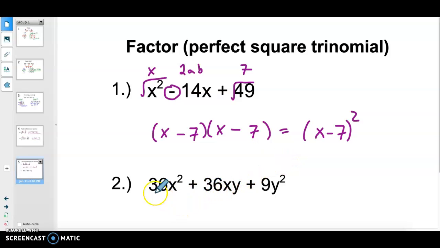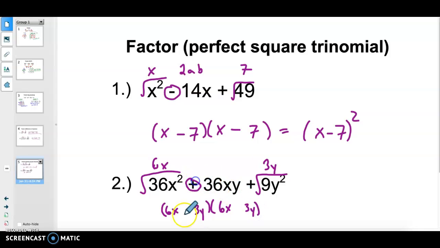Seeing one more example like this, I would set up my parentheses. Square root of 36x squared is 6x. So 6x is going to go first. And square root of 9y squared is 3y. So 3y comes second. And the first sign is a plus sign, so I know I'm going to have pluses for both. Writing that a little bit more simplified, you would have 6x plus 3y squared. So those are our two special cases that we looked at.